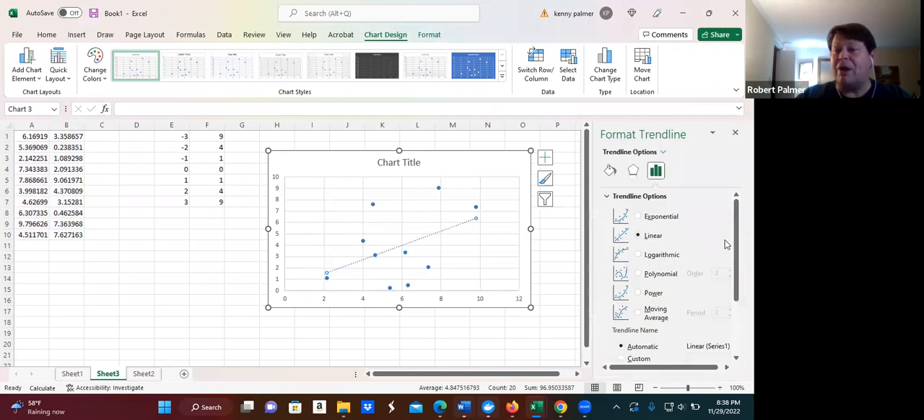Now we give some options. Here it actually gives you several options for a trend line. So as I mentioned, there are several ways you can do regression lines. It doesn't just have to be linear. But we're going to use the linear case, so make sure linear is checked.